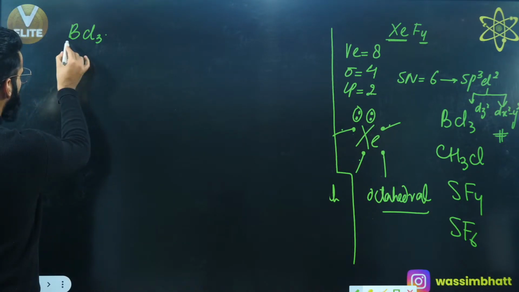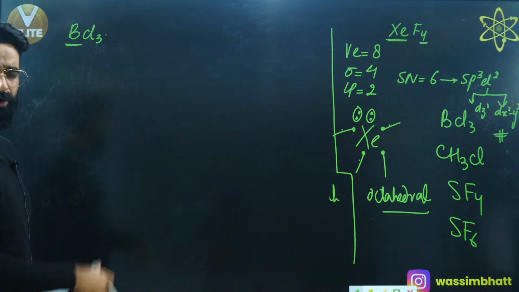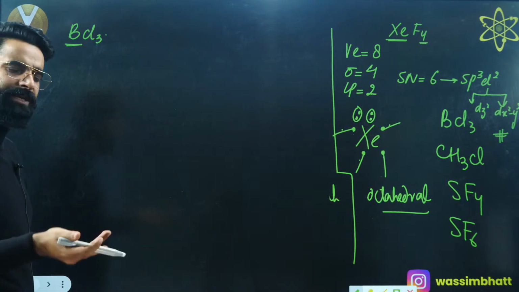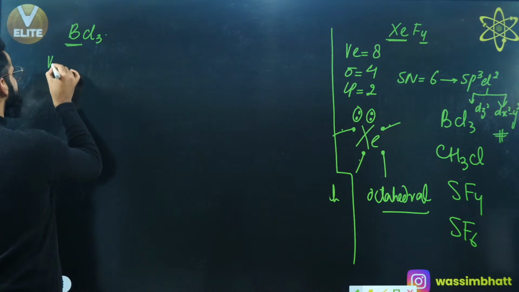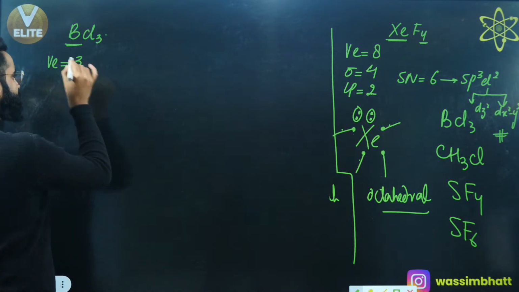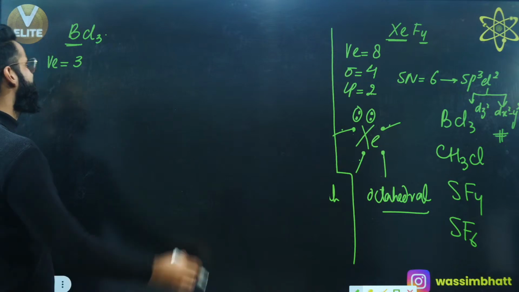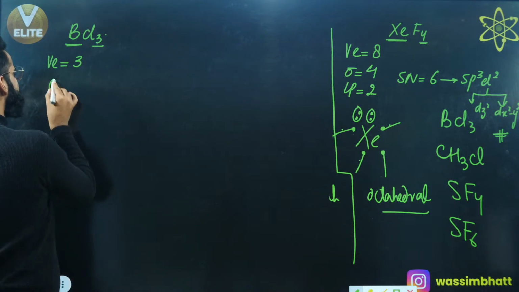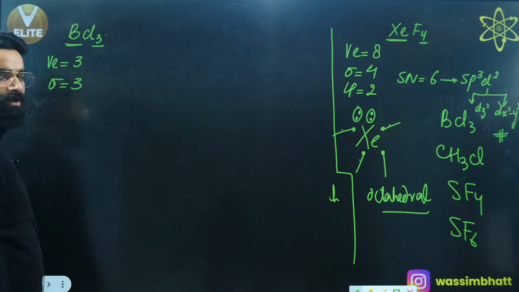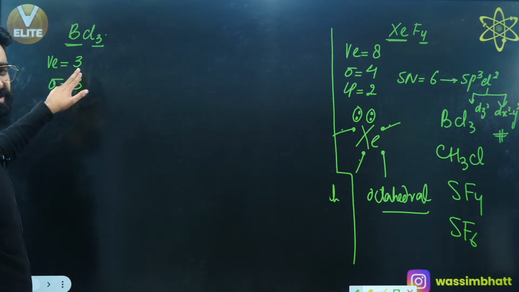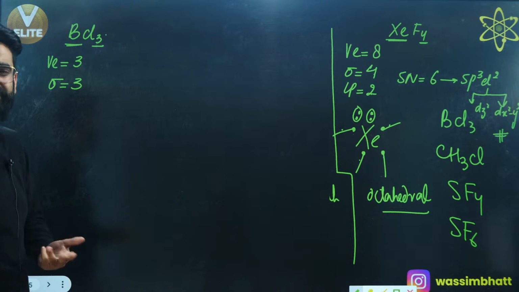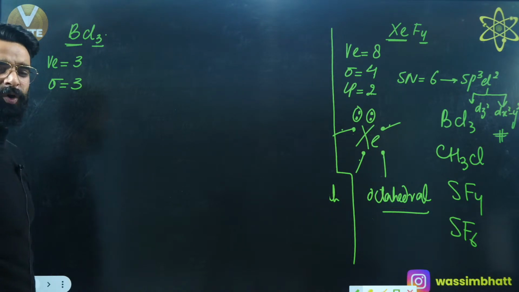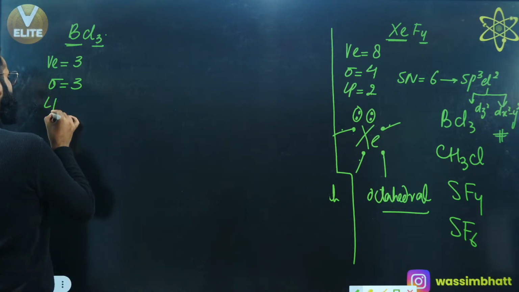First of all, this boron is the central atom, right? Boron is a group 13 element, and all the group 13 elements have 3 electrons in their valence shell. So how many valence electrons are there with boron? There are 3 valence electrons with boron. How many terminal atoms do we have? 3. So how many sigma bonds will be there? 3. Since it had 3 valence electrons, and it is using all the 3 valence electrons to form 3 sigma bonds. Yes. So will there be any lone pair on boron? No way. There won't be any lone pair on boron.